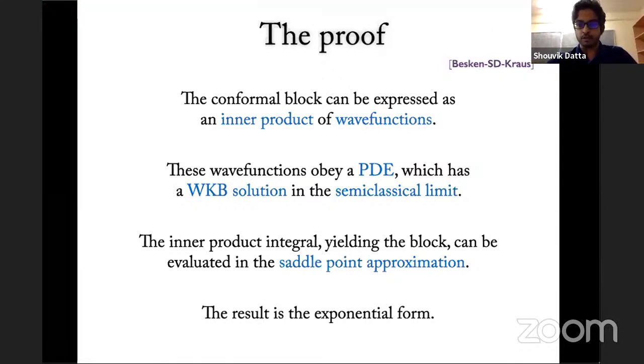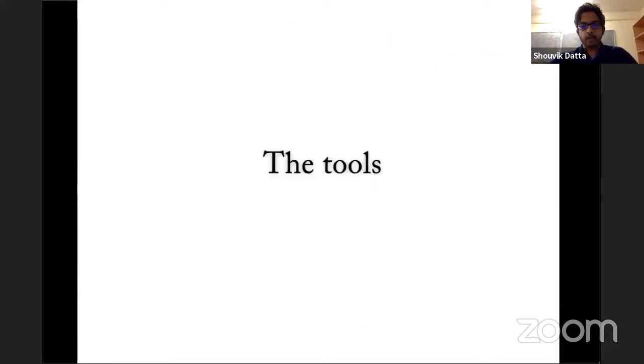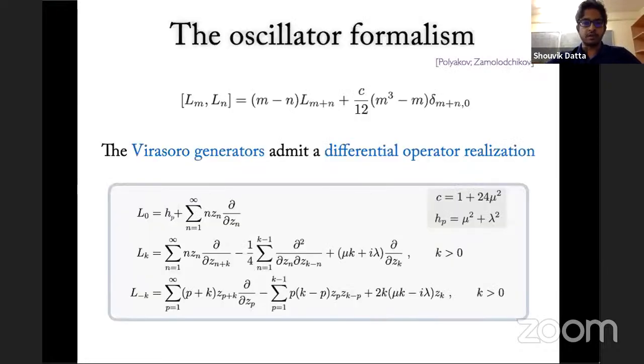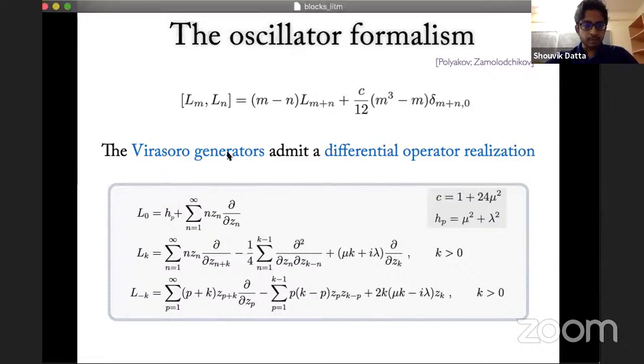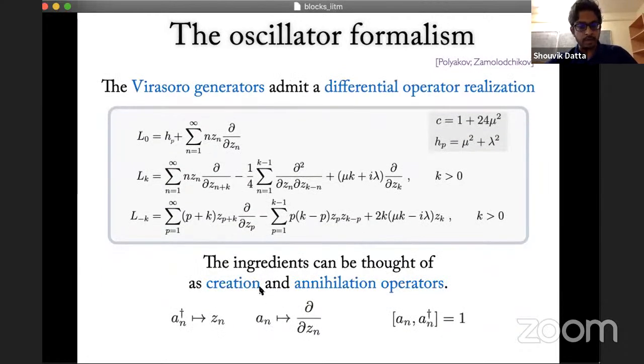This is now fully in terms of words, but now I'll give equations for what these sentences mean. Okay, so the tools which we are going to need is something which is called the oscillator formalism. The Virasoro algebra is given by this commutation relation over here. And the Virasoro generators, which are the modes of the stress tensor, admit a differential operator realization. So they can be written in terms of an infinite collection of variables, and these are very much like the harmonic oscillator variables, but with different frequencies.